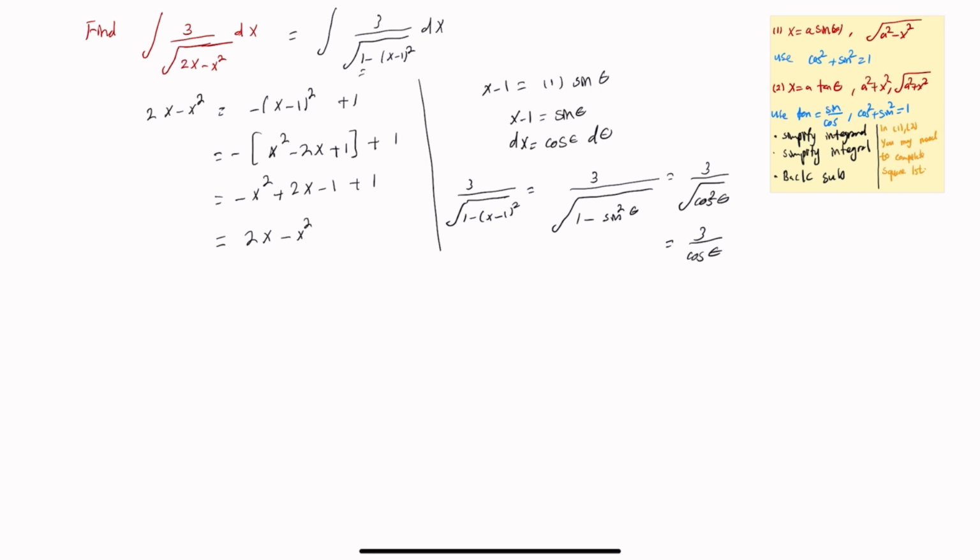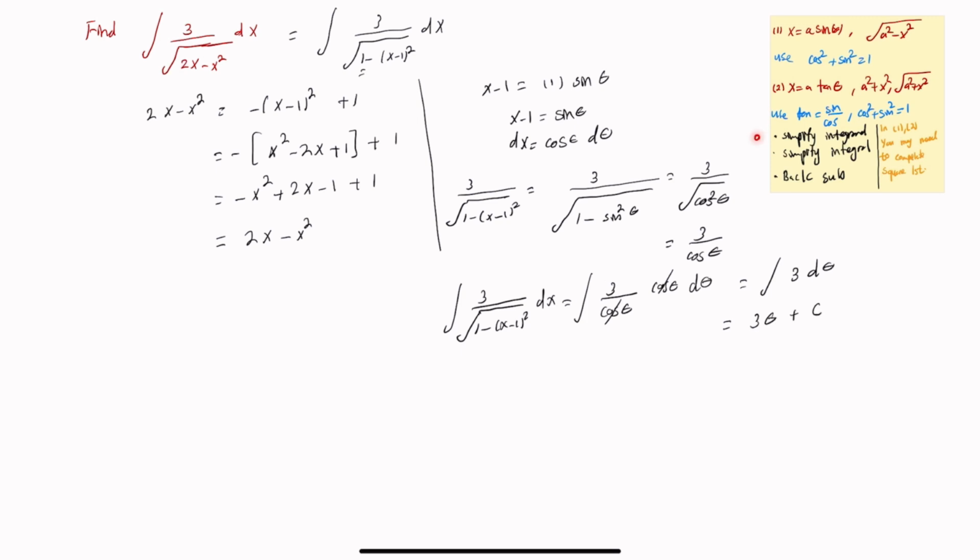Now let's take the whole integral. We have the integral of 3 over the square root of 1 minus x minus 1 squared dx equal to 3 over cosine of theta. This is what we just found. And notice that dx is going to be equal to cosine of theta d theta. Now this cosine will go with this cosine, and we have the integral equal to 3 d theta. What's the antiderivative of 3? It's just going to be equal to 3 theta plus a constant.